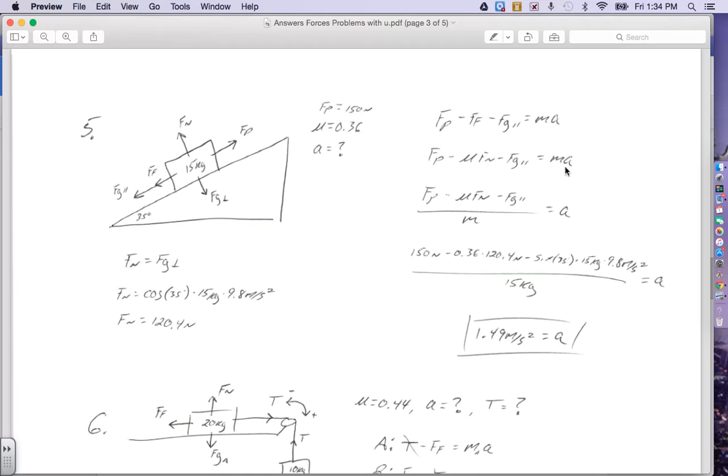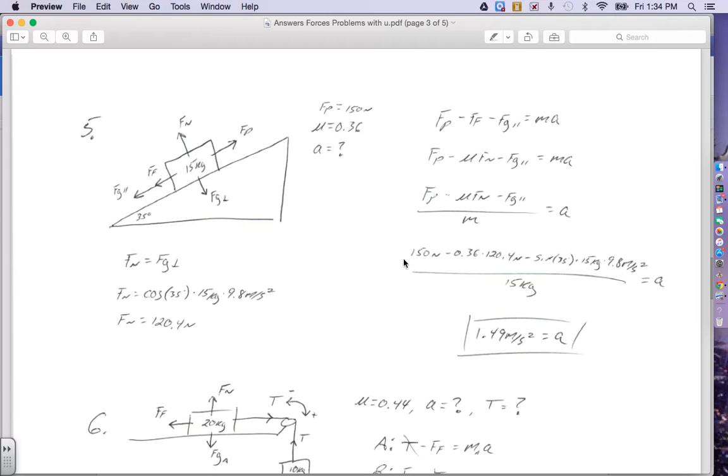My equation stays exactly the same, except where I had friction, I plug in what friction is, which is the coefficient times the normal force. Once I've done that, I'm going to do the little algebra to solve for the a. So I just divide the mass to the other side. And now I can plug in my numbers.